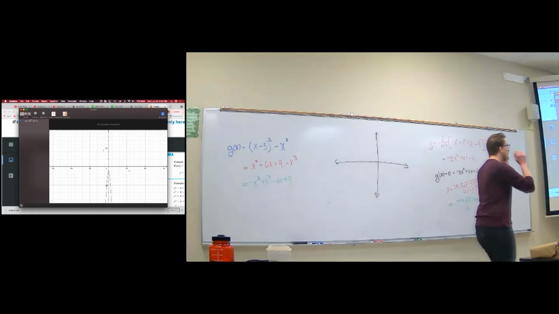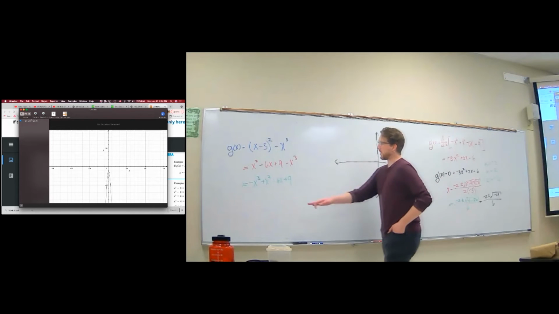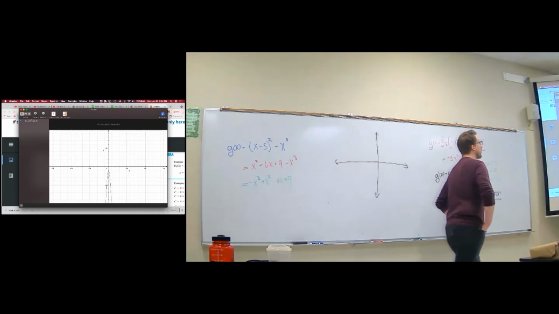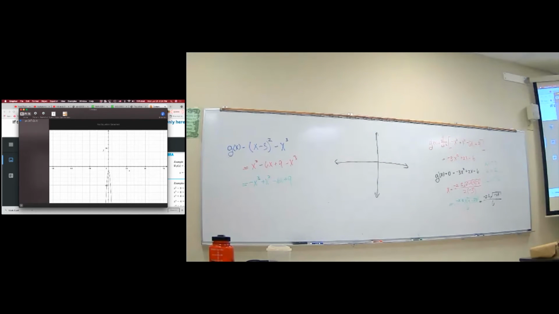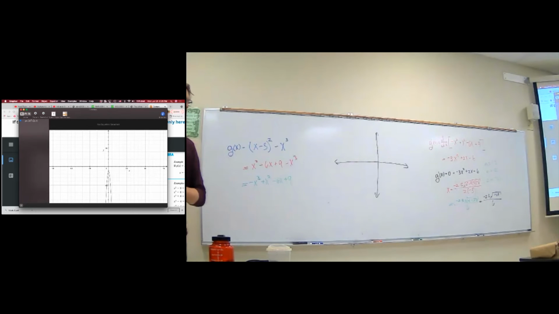What does that tell us? Our derivative doesn't have any zeros. What does that tell us about our original function? Look what's happening here, reflected over like that. All of our derivatives are negative, right? Yeah, so they're all decreasing. So what does that tell you about this function? It's going to be decreasing everywhere, right?